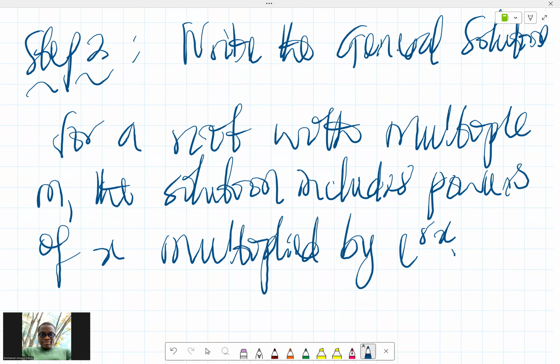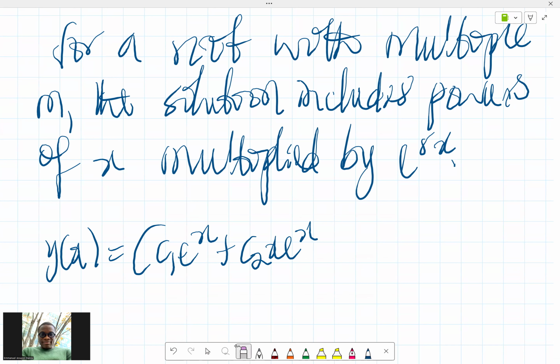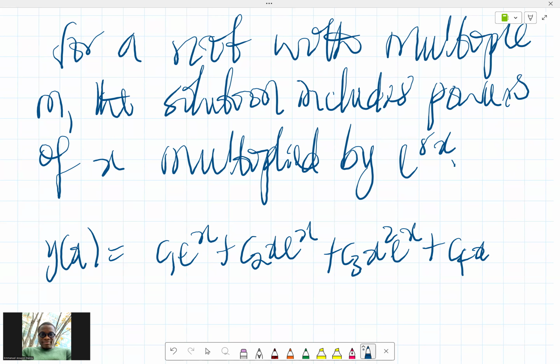So our y of x is simply going to be constant c1 e raised to x, because r is 1 here, plus next c2 x e raised to x, then c3 x squared e raised to x, and that goes all the way since we have four multiplicities. So we have to keep multiplying by x each step, because if not, the values are basically the same. Then we have c4 x cubed e raised to x.